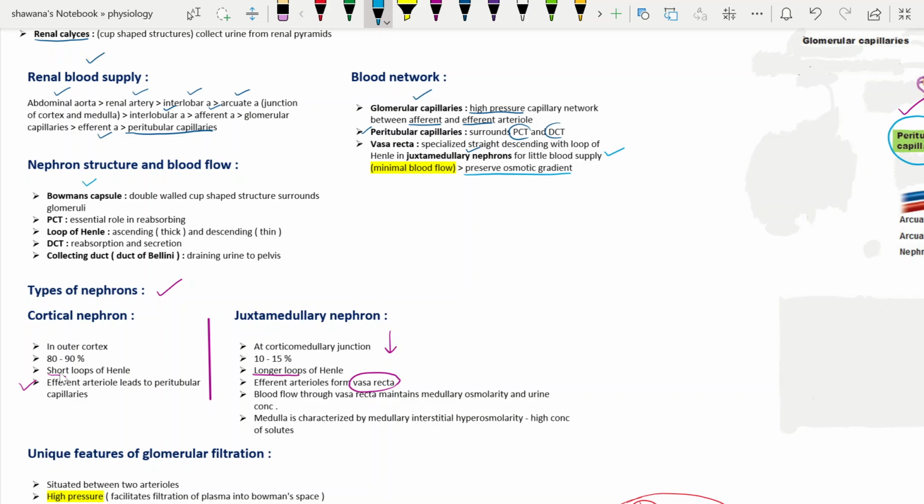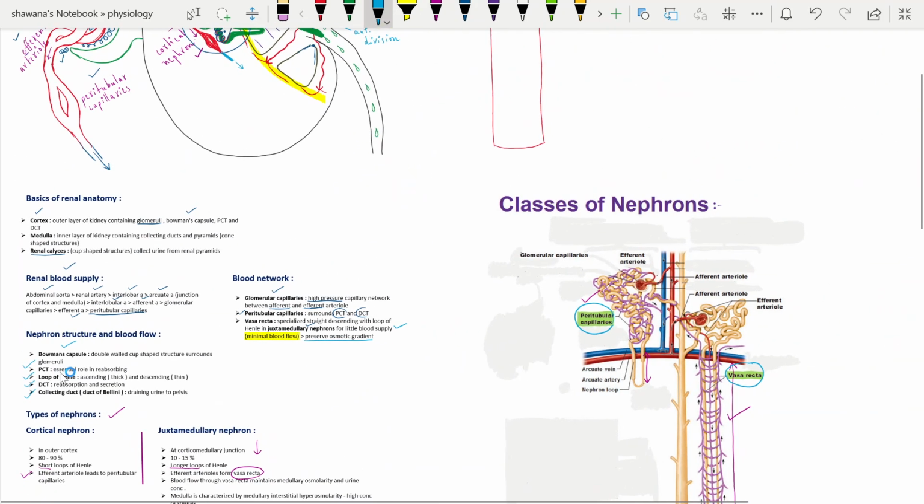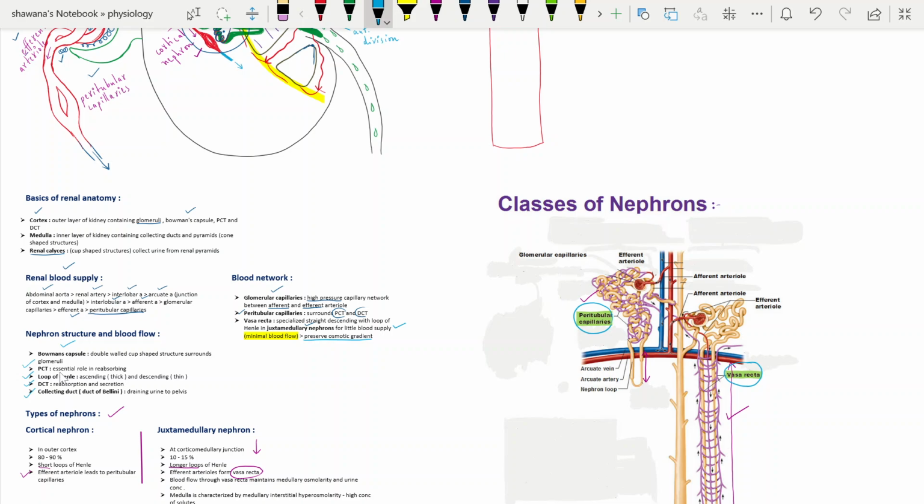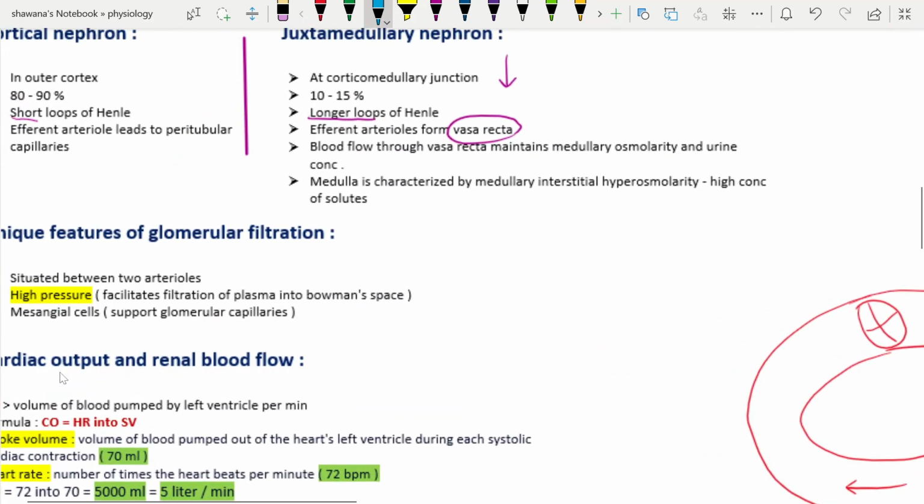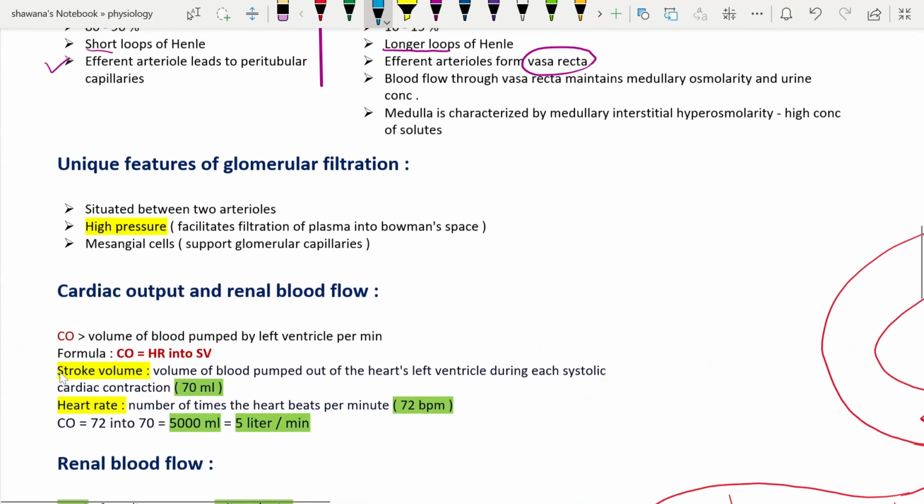As you know, Bowman's capsule is a double wall structure, followed by the PCT, loop of Henle, DCT, and the collecting duct. The collecting duct is also known as the duct of Bellini. Okay, so this one was the basis of the renal anatomy, the blood supply, and the classes of nephron. So let's discuss some urine formation and the physiological aspects of it.